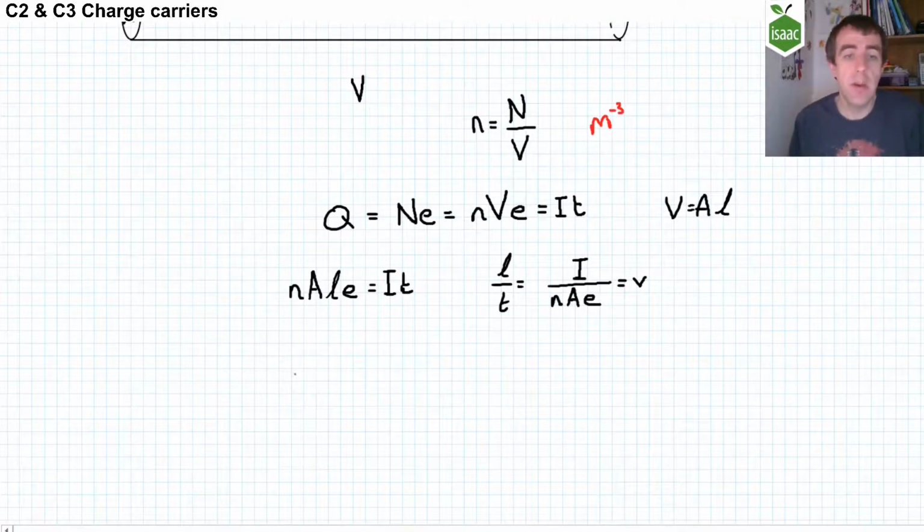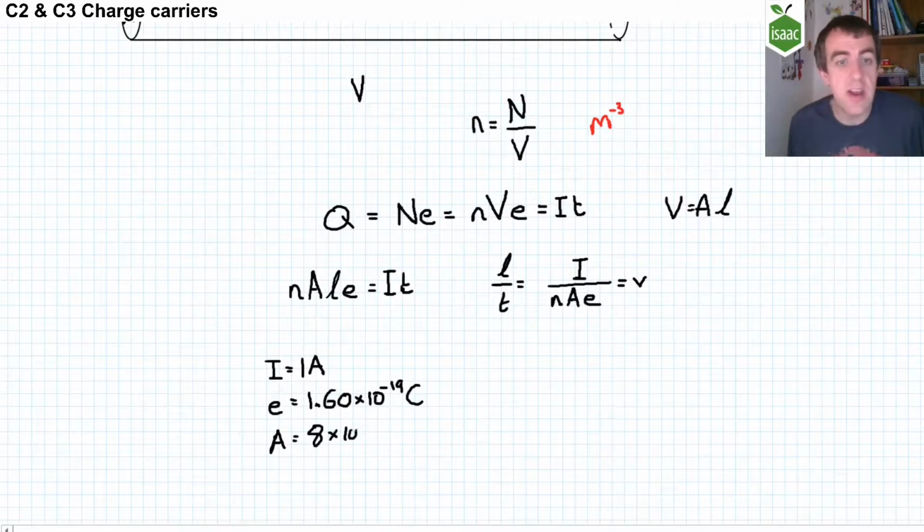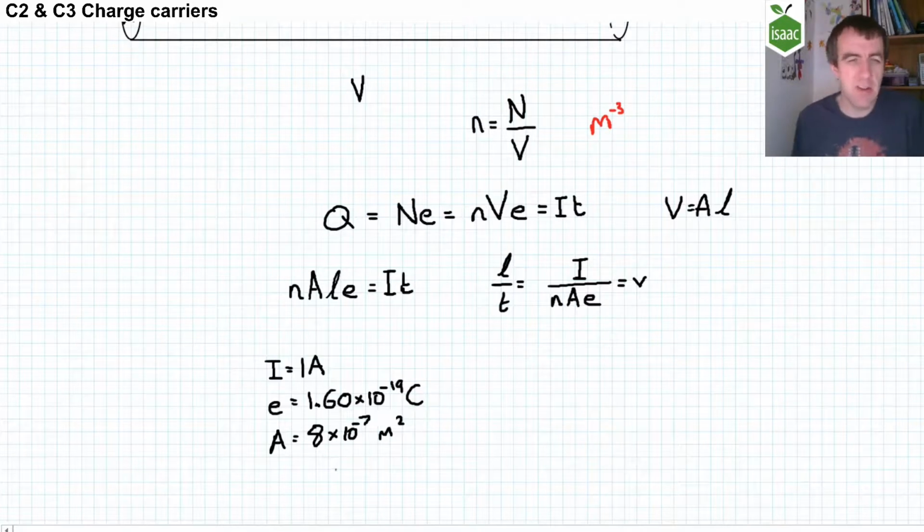To give you an example, if we have a 1 ampere current flowing through the wire, we know that the charge on the electron is 1.60 multiplied by 10 to the negative 19 coulombs. We can say the cross-sectional area of the wire is about 8 times 10 to the negative 7 square meters. That's approximately 1 millimeter in diameter, so it's a pretty thick wire. We can say that the number of electrons per unit volume in our wire, let's pick copper, is 10 to the 29 free electrons per cubic meter.